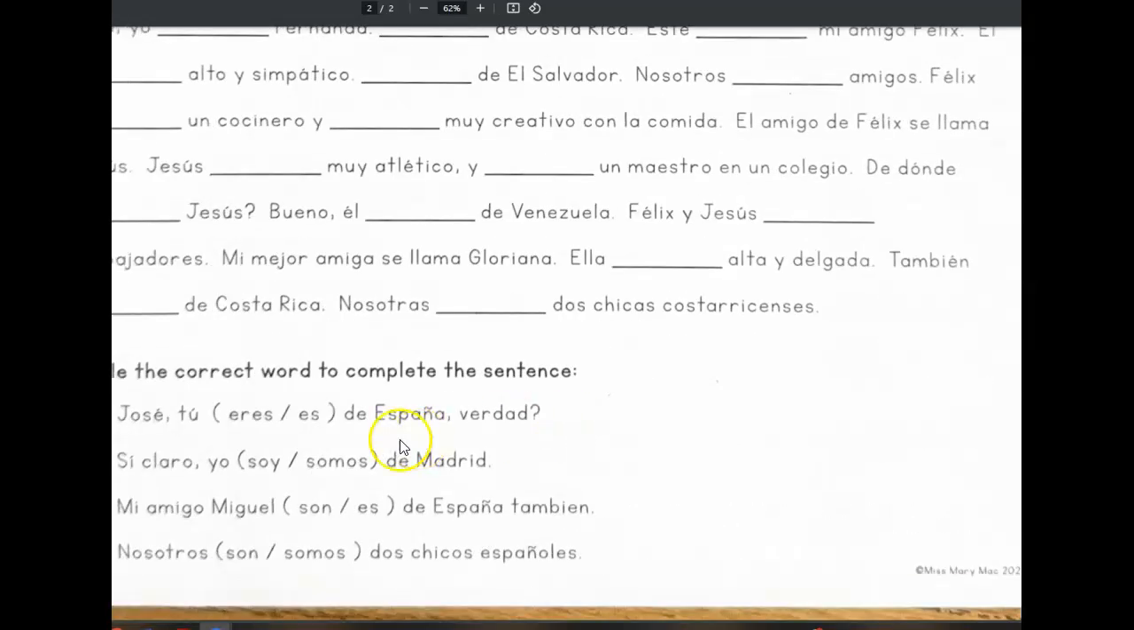Alright, and for the last section, just simply circle the correct form of the verb ser according to your subject. This one's a little tricky because are we talking about Jose or are we talking to Jose? Talking to Jose because we have a comma and then the pronoun tu, so the correct answer for number 1 would be tú eres. And the response, number 2, in the yo form would be yo soy de Madrid.